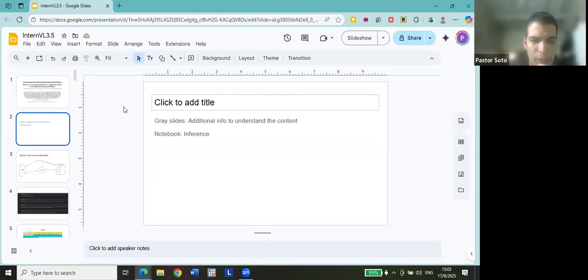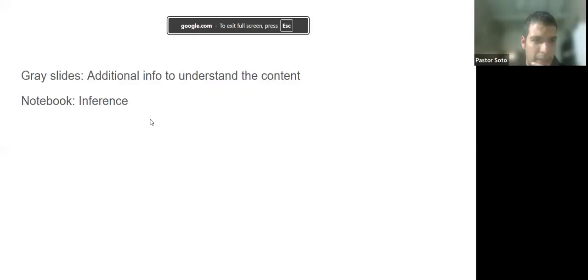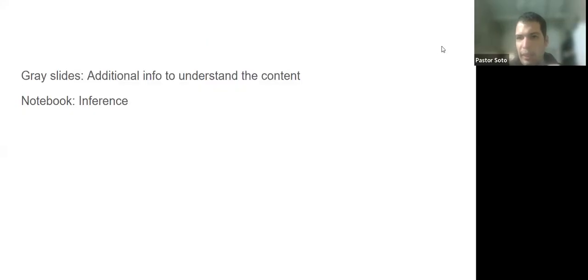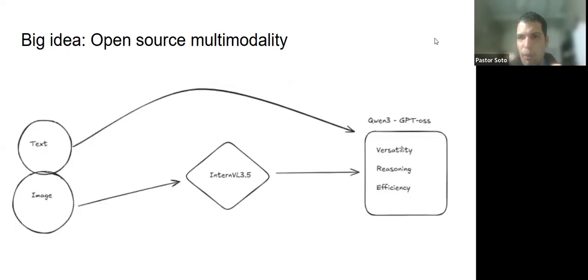And just some things to keep in mind while I'm going through the slides. The gray slides will be things that are not in the paper, but I find it helpful to explain so we can have some baseline for explaining what I saw in the paper. Also I prepared a notebook for inference that I will be referencing when we need it. So let me start here. And also we will have breaks between sections so we can go over questions or ideas that you want to share.